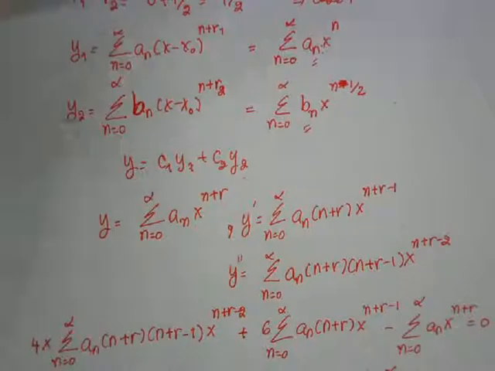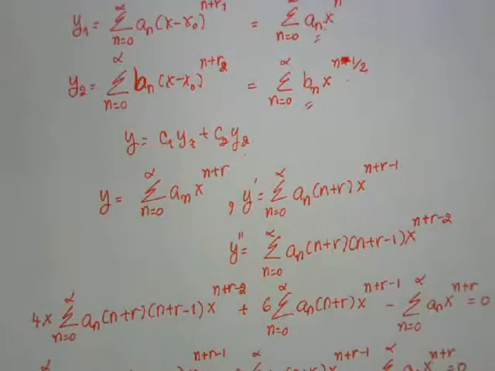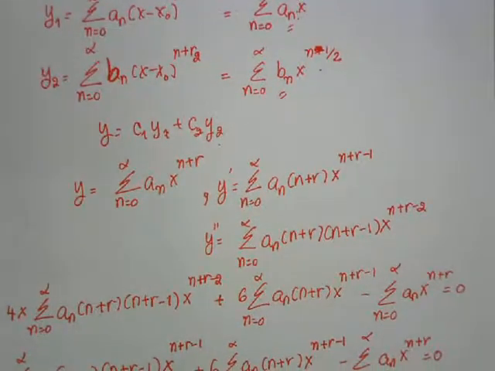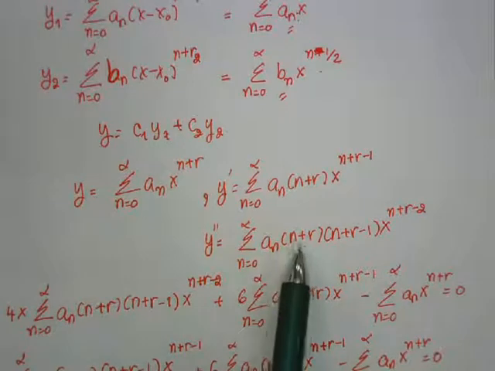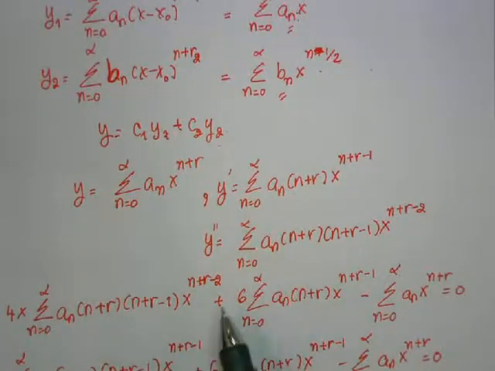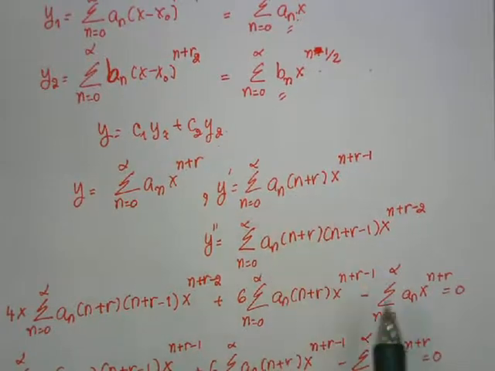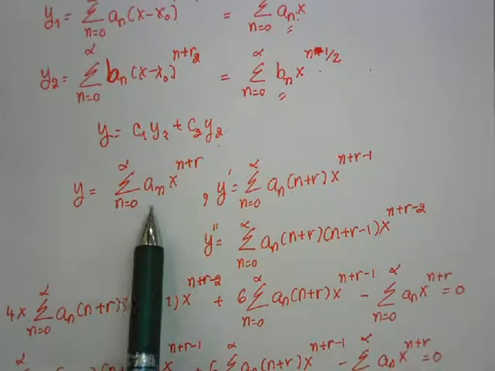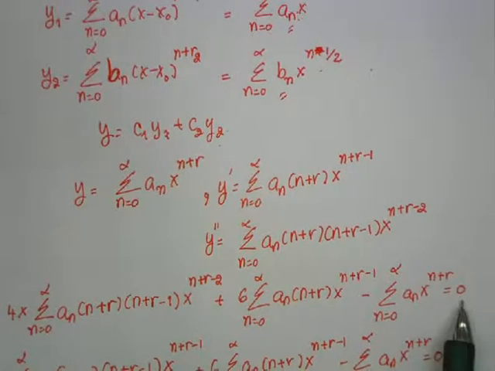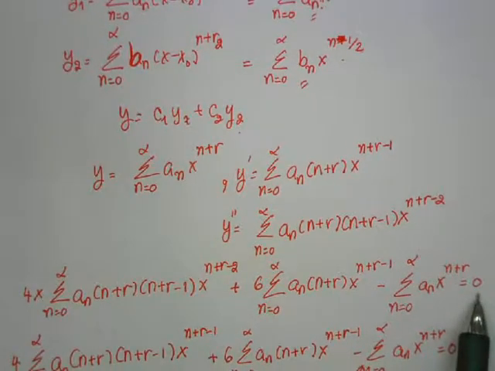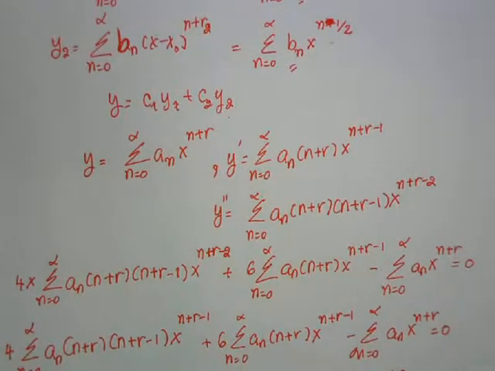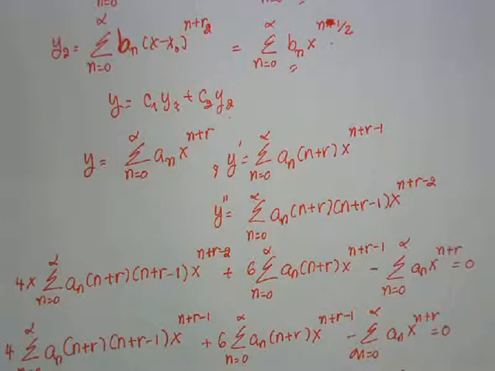You would get 4x times the second derivative of y, which is this, plus 6 times the first derivative of y, which is this, minus y equal to 0. And then you try to rearrange and combine each term in order to get the recurrence relation.